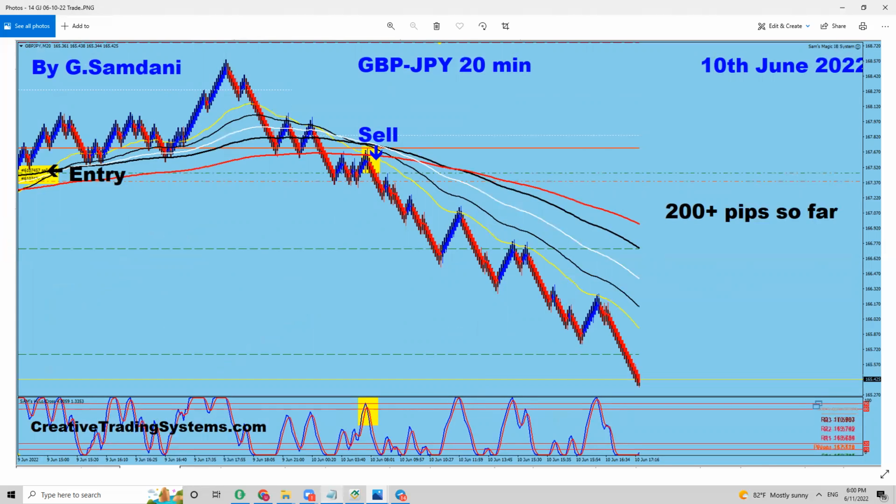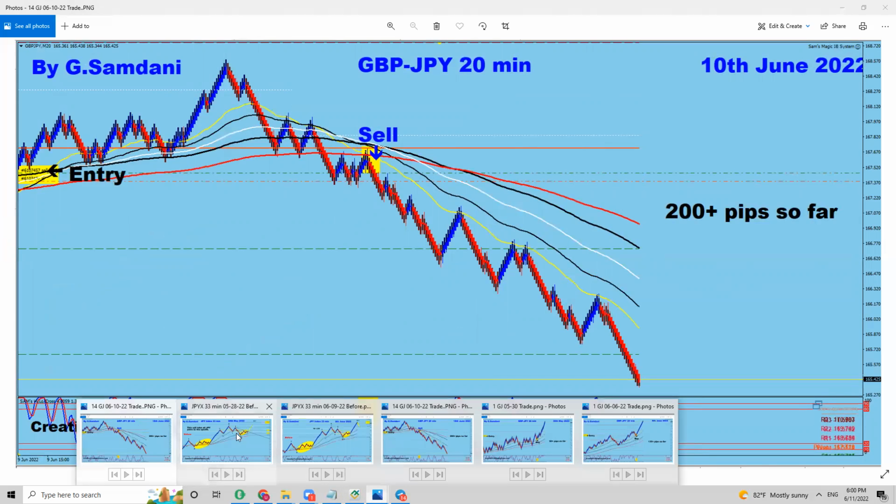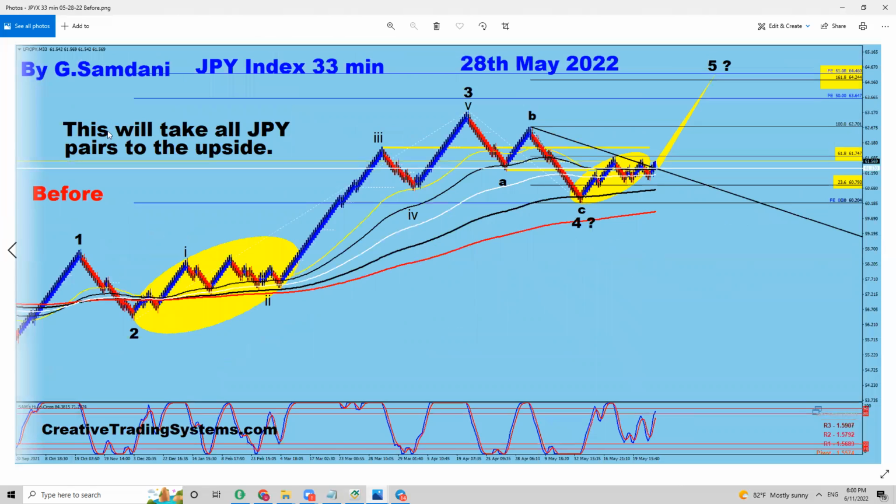And let me show you now why they were going up, because of this. I said this will take all yen pairs to the upside. So since 28th May, like 30th, 31st, and then June 1st, 2nd, 3rd, up until June the 9th, they were going up. All yen pairs were going up. And I showed you just now how many long trades. And then the last day, what happened? Let me show you. See, this was the target, right? 61% FE, 61%, for wave 5, and after that it's supposed to drop.